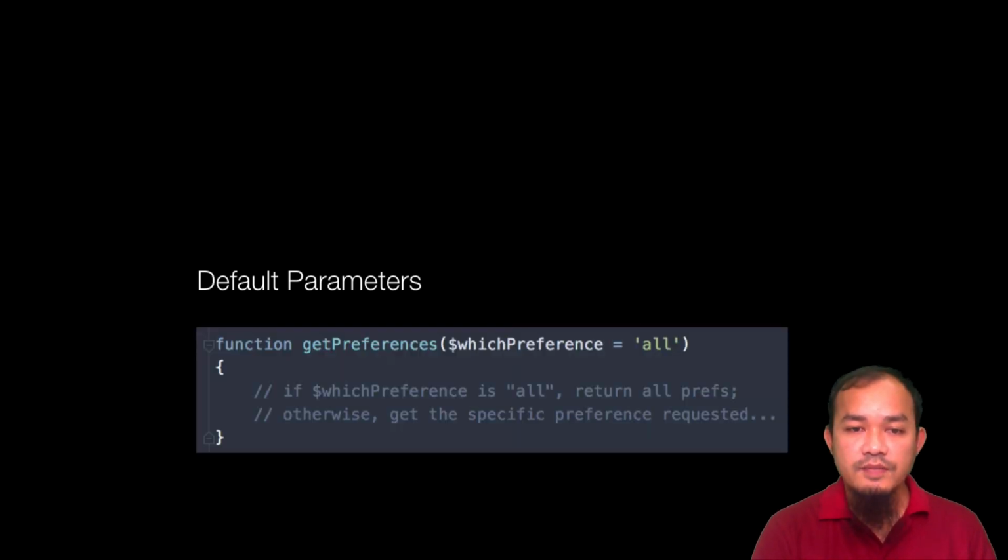For example, here we have the function get preference, or setting, where which preference equals all. If you set something, it will work with the given parameter. When you call it and you do not specify any parameter, the value will be all. This will be the default parameter, or default value, for this function.